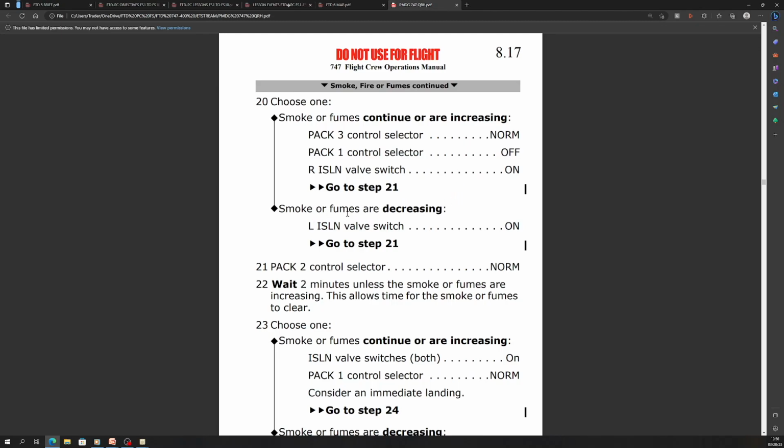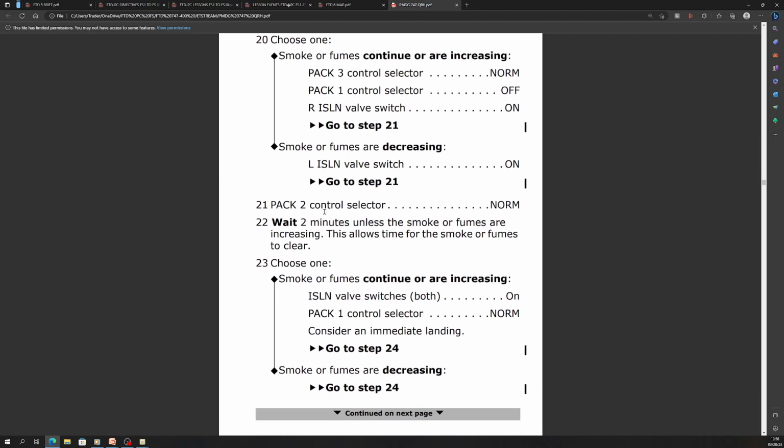So it says, and now we go to step 21 after that. And then we can bring pack 2 control selector back to normal. So that was off, but now we're bringing that back to normal. So now we've got 2 packs on. And we've got the pack 1 isolated, basically, and we're seeing if that's the problem.